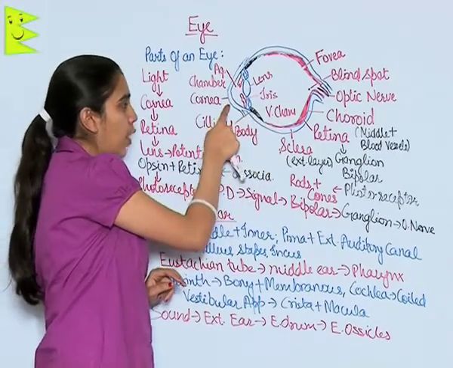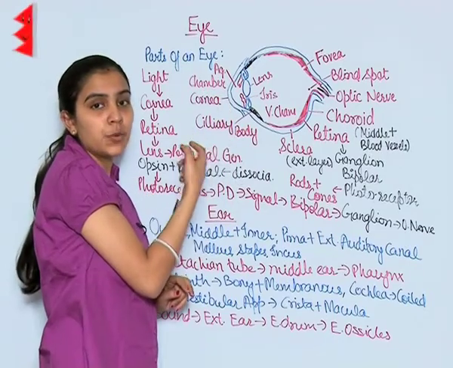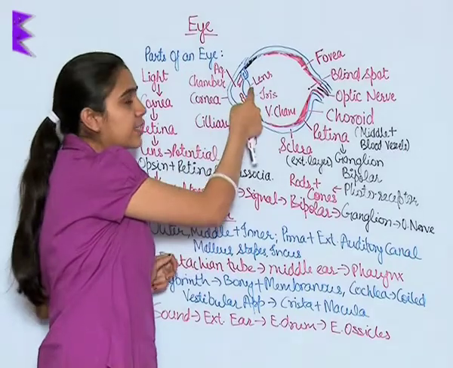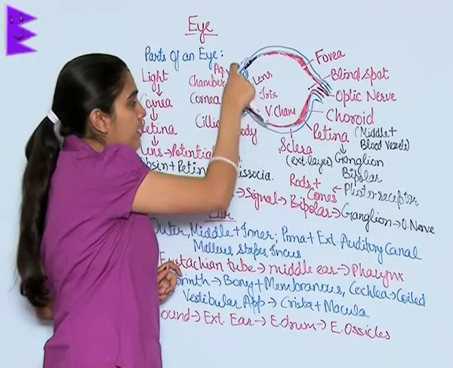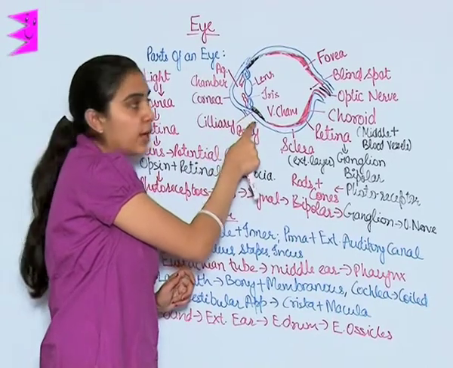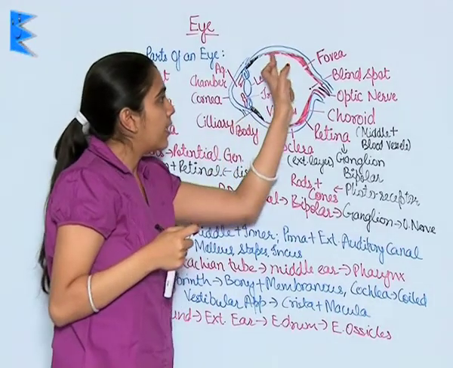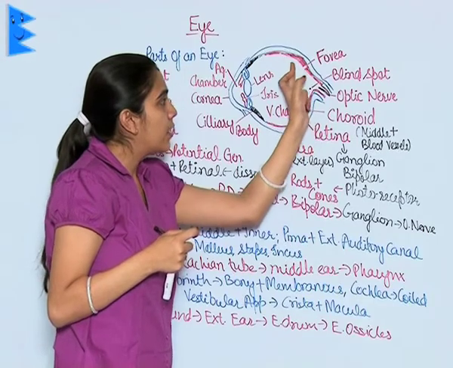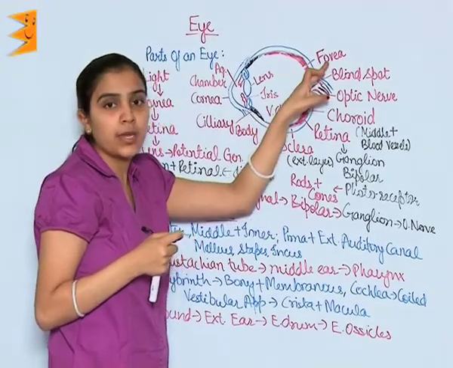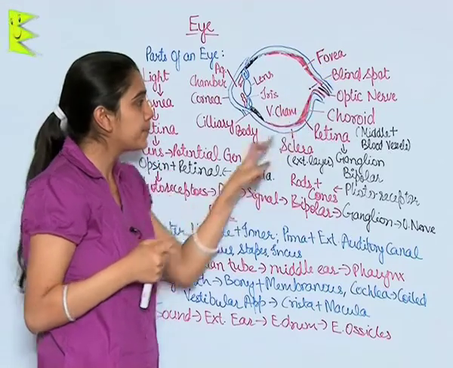This is cornea. It is the posterior part of the external layer. This is lens, which is attached by ciliary body. In this retina, this upward projected fold is known as fovea.